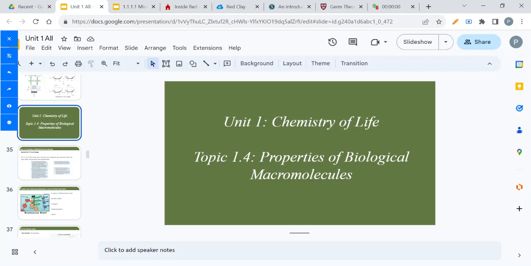Okay, everybody, this is going to be our lecture on the properties and functions of biological macromolecules. To give you a little bit of a heads up, this is actually two sections that we're going to roll into one. It makes a lot more sense to do them all at the same time. 1.4 is all about what they look like, while 1.5 is more so what they do.